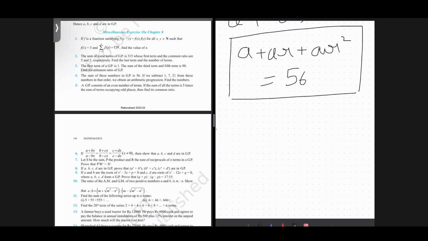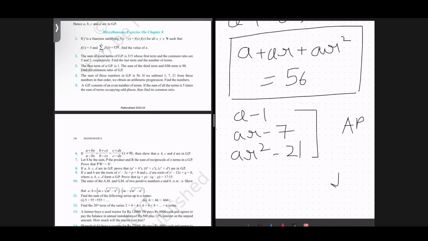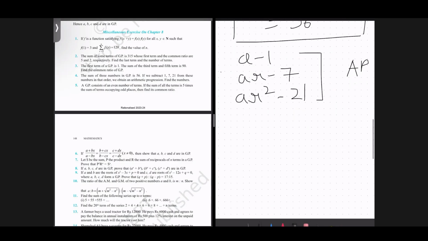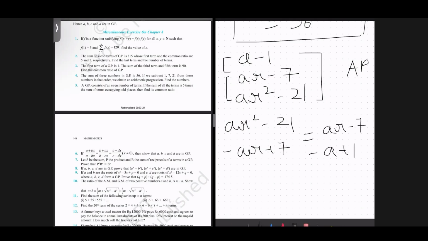Then we have been told that when you subtract 1 from the first term, 7 from the next term, and 21 from the last term, these three numbers are going to form an AP. Correct? Then if these three numbers form an AP, the difference between this and this term and this term is going to be the same. So AR square minus 21 minus AR plus 7 is going to be AR minus 7 minus A plus 1, right?